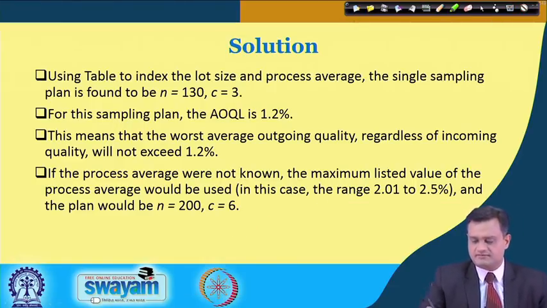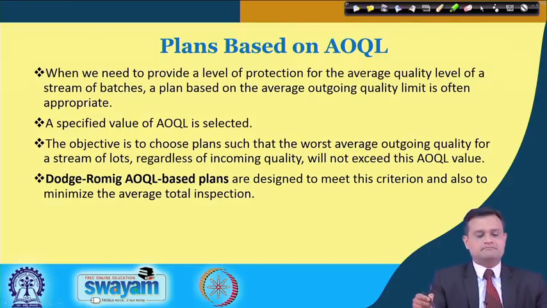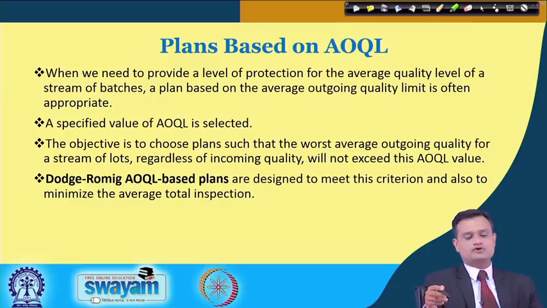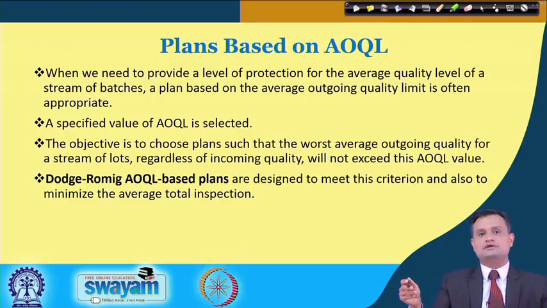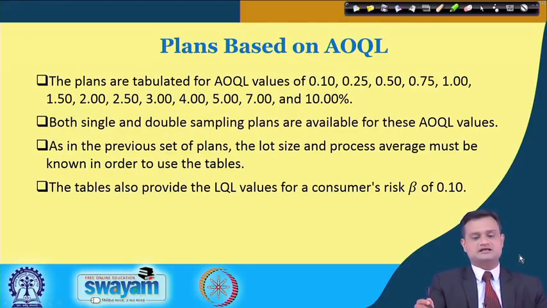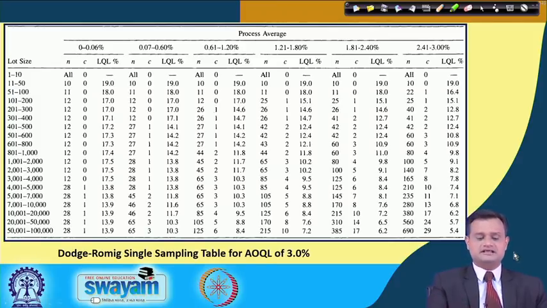So easily you can determine this, and there are plans based on AOQL. Dodge-Romig AOQL plans are designed to meet this particular criterion of AOQL and minimize the average total inspection. So you have various plans based on AOQL for 0.1, 0.25, 0.5%, and you can have the tables with LQL also.